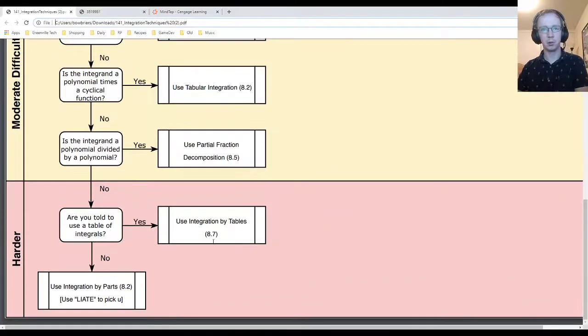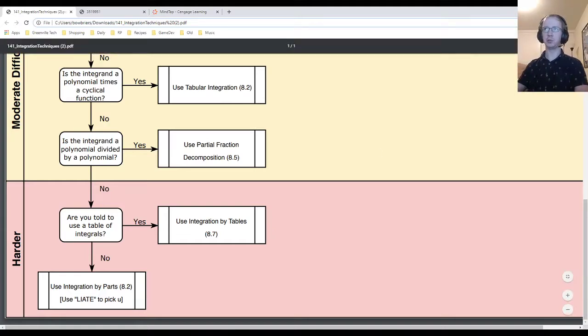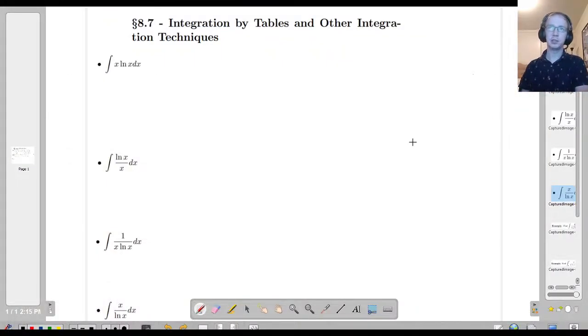In this section, we're going to be learning what's called integration by tables, which is the idea that we, at some point, might just want to have a list of all the patterns we might be trying to match with an integral. Okay? But for now, let's start moving through some integrals and see if we can practice choosing between our techniques. So let's start with the integral of x ln x.